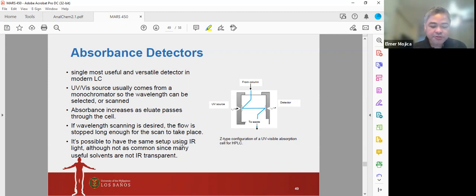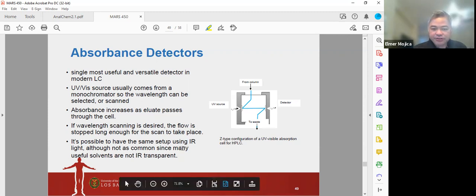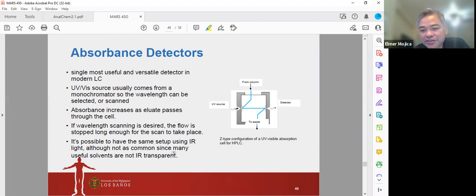You can also use IR as your detector. It's possible to have the same setup using IR, although this is not common, since many useful solvents are not IR transparent. So most of the time, you can also detect your solvent when you use IR as your detector.